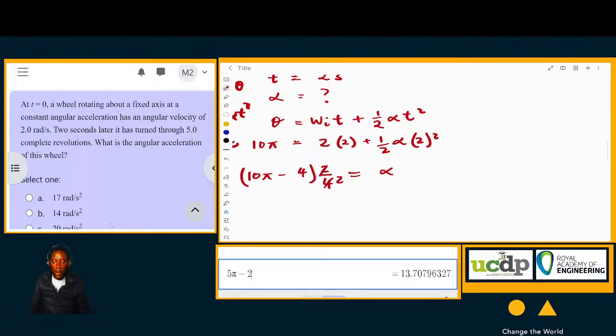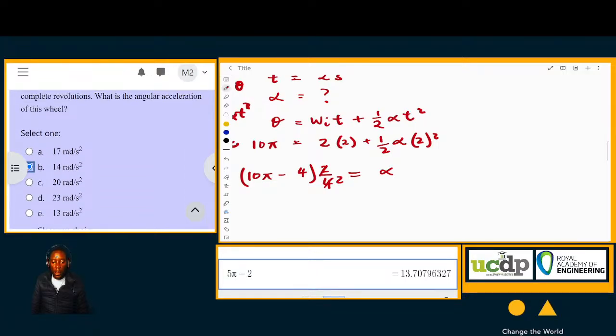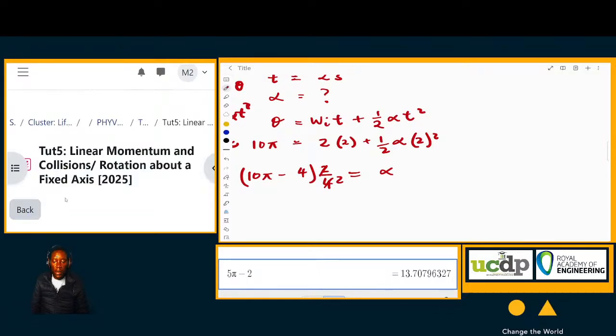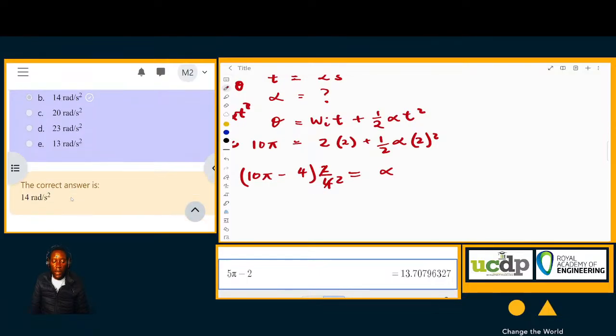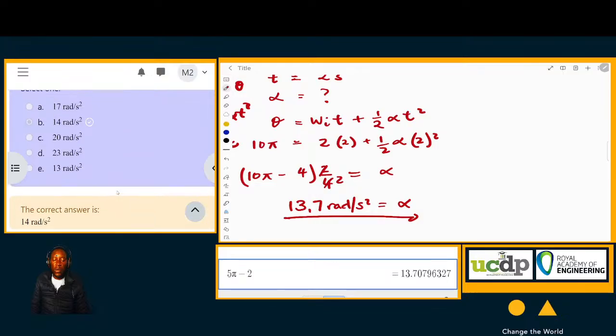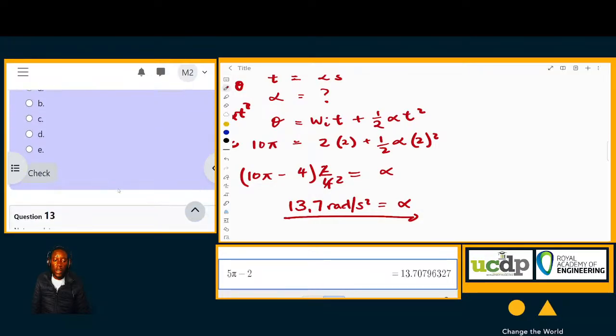13.7. So to two significant figures, that's 14 radians per second squared. So that's the only closest answer there. 13 won't be correct. So it's 14 because it's 13.7. You present it to two significant figures, per second squared. So that should be simple. You cannot afford losing marks for such giveaways. Then the next one related to it, there's nothing there.